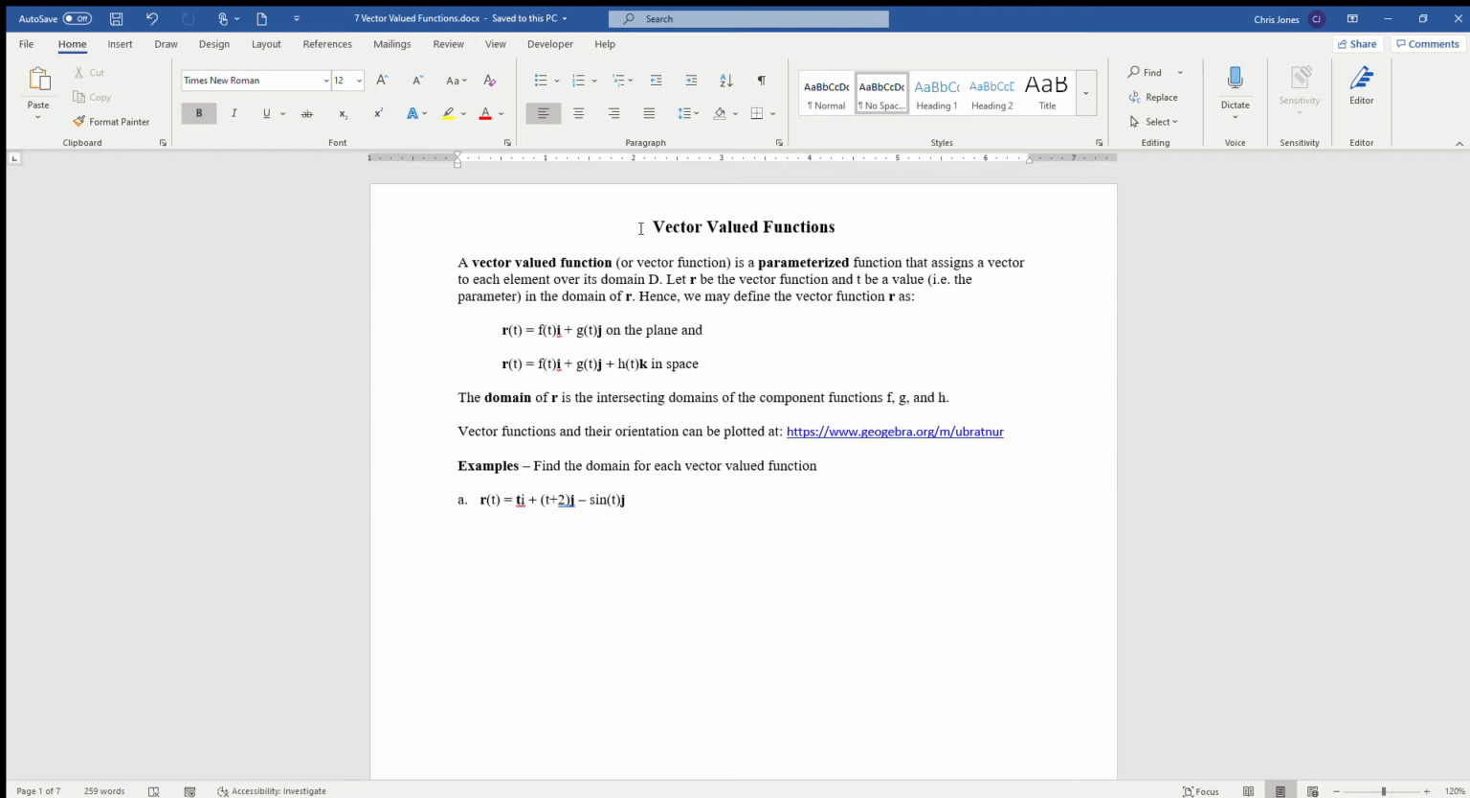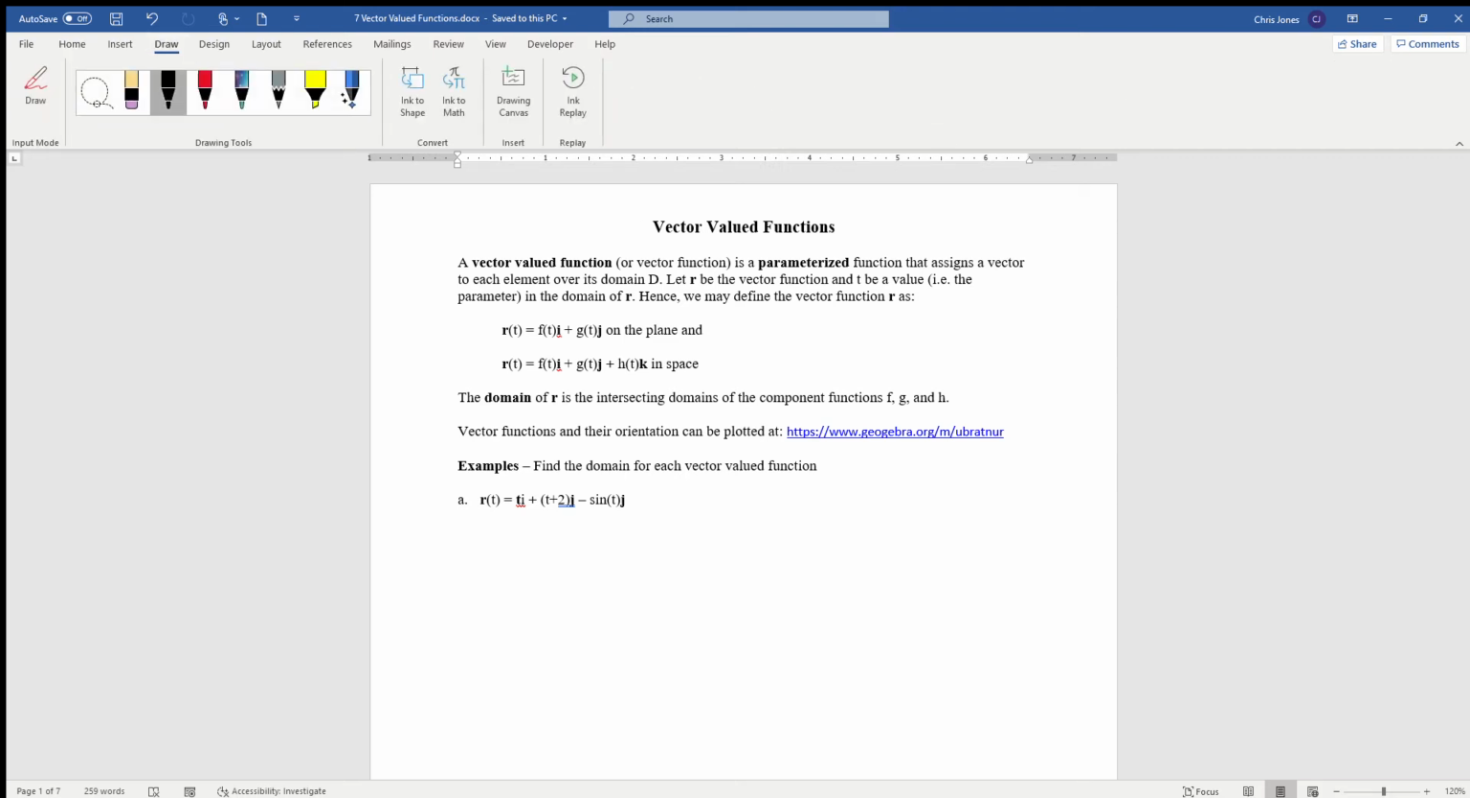A vector function is essentially going to be a parameterized function. Usually we use the parameter t to be able to govern that function. And essentially it just assigns a vector to each element over its domain D. So it's basically like a vector path.